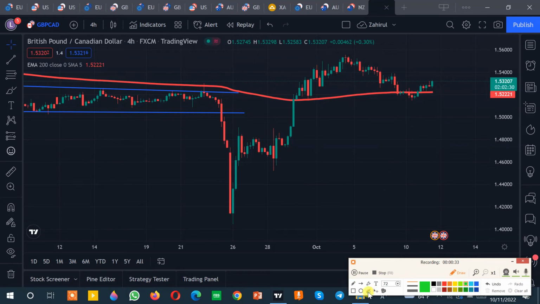So it is our short-term trend line. It is our short-term channel, a downward channel. It is a flag pattern. So from this flag pattern, we can think of buying from here.